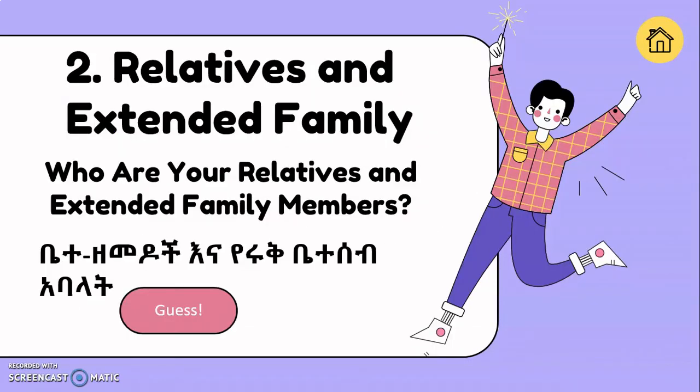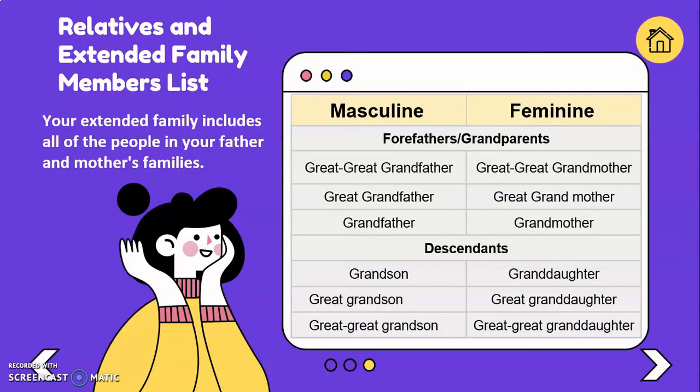Now let's come to the second section. Let's talk about relatives and extended family. Can you guess who are your relatives and extended family members? Well, let's look at it together. Your extended family members include all of the people in your father and mother's families. So they may include our forefathers or grandparents and descendants from them. Let's see them one by one.